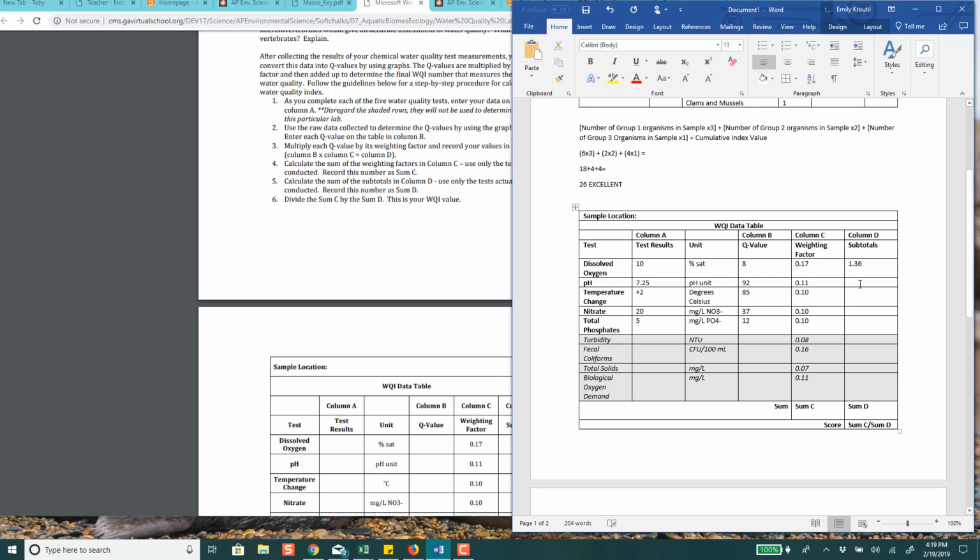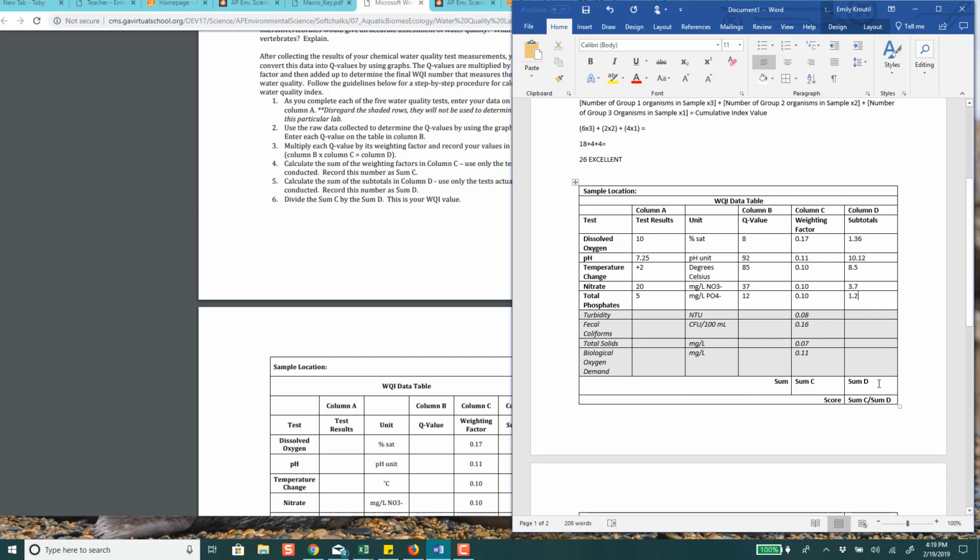So that's what we're going to do here. We're just going to do this math. Okay, so now I'm adding up column C, and then I'm going to add up column D. Once I have column C and D added up, then I can find my score.